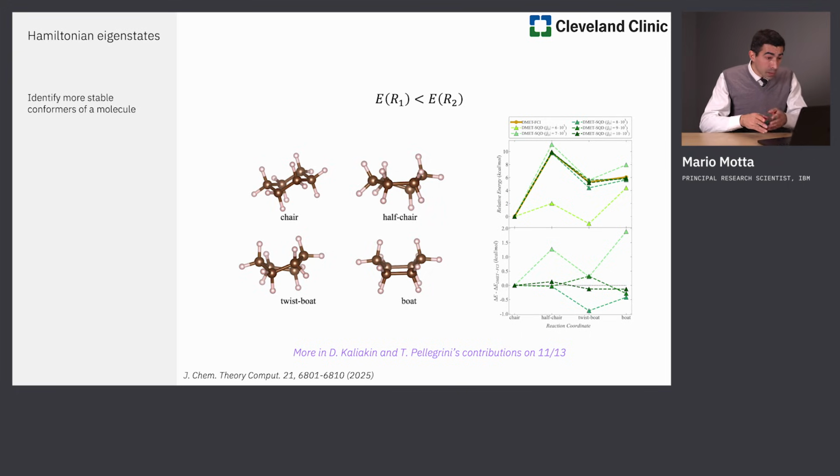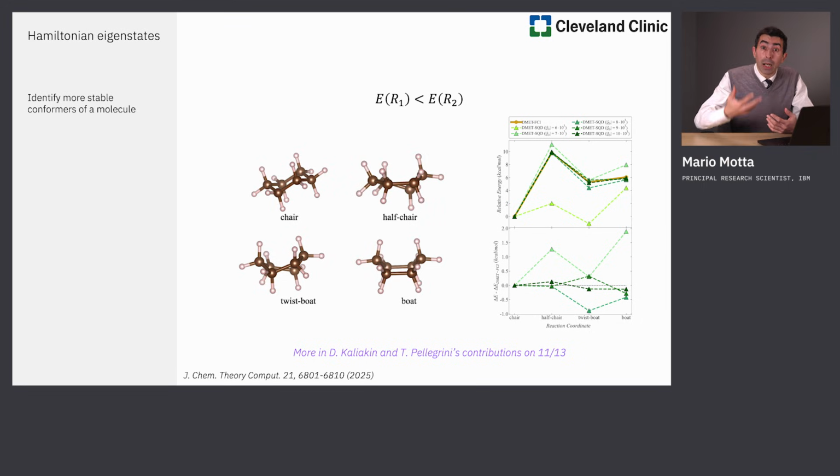Another example, still from the Cleveland Clinic, is looking at conformational energy differences. In this case, you have a molecule called cyclohexane, which has a given brute formula, C6H12, but can be found in different geometries. One is the chair, the other one is the boat. It's quite important for us to know these geometries and also to be able to accurately compute the difference between their ground state energies. And that's what the Cleveland Clinic has been doing.